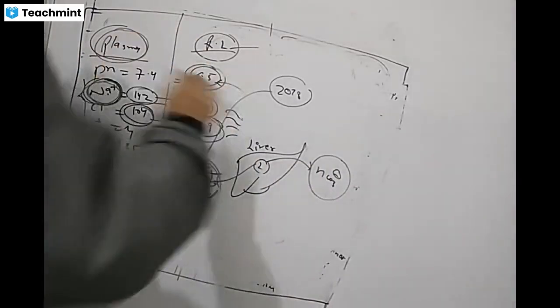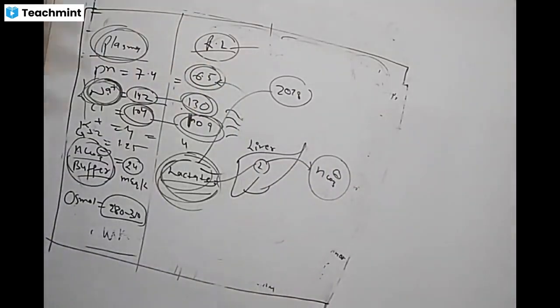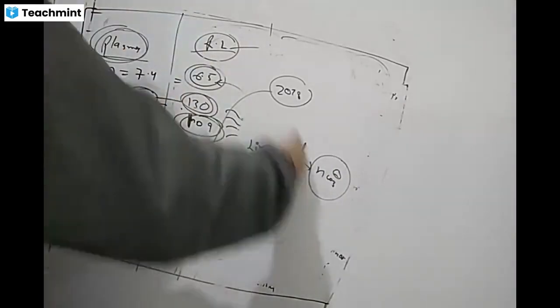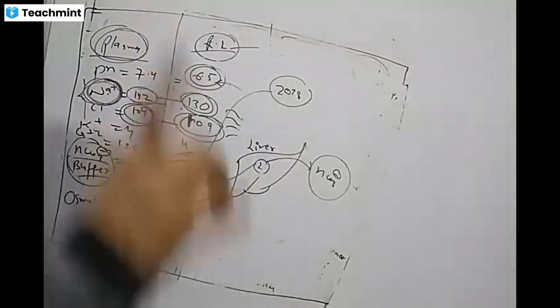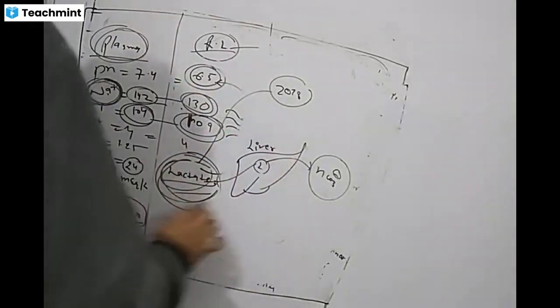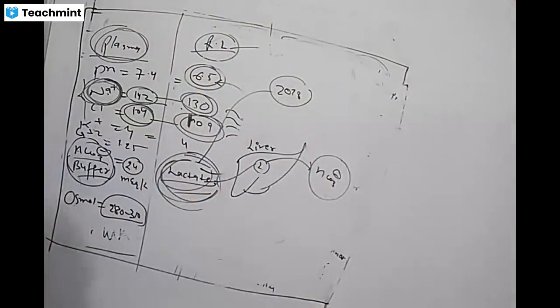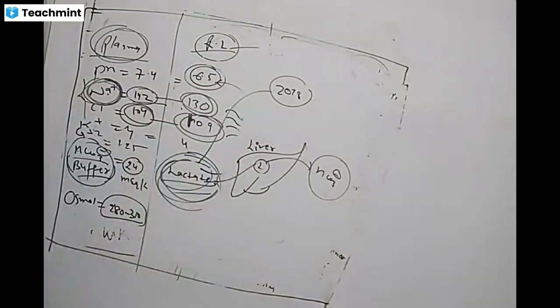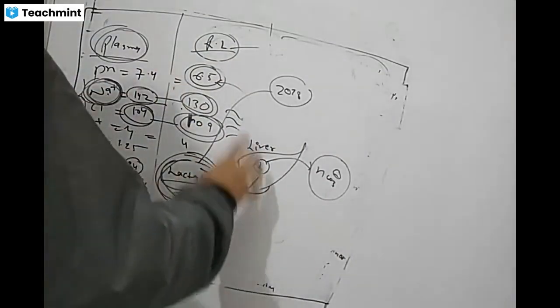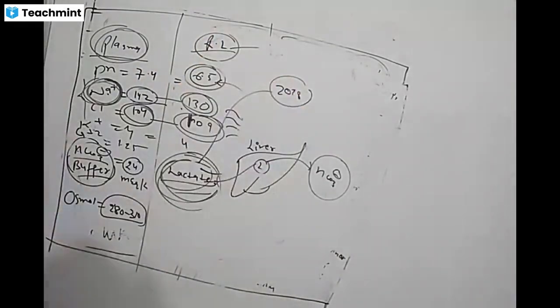So the MCQ was: which of the fluids is contraindicated in liver failure, hepatic insufficiency? If liver is not working, then lactate will not be converted into bicarbonate. So proper functioning of liver is important for RL. So in liver failure or hepatic insufficiency cases, this RL is contraindicated.